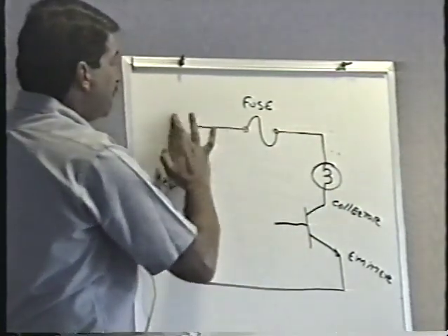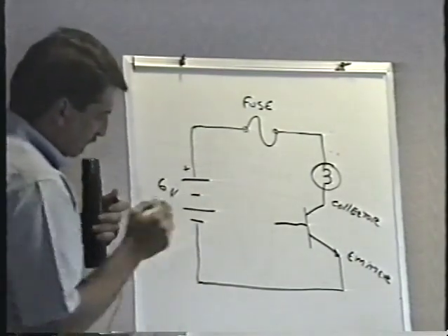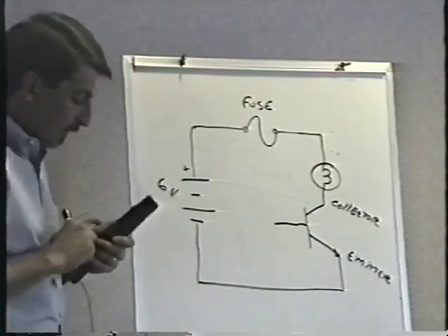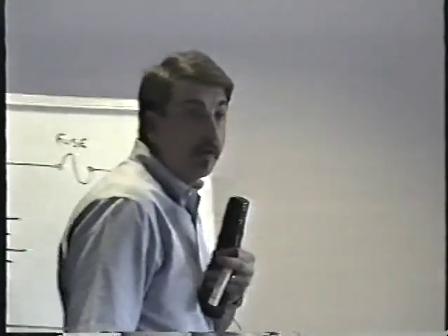At the moment, for the sake of this demonstration, I don't have a 12-volt battery. I've got a 6-volt battery here. So there's our 6-volt battery. Now, we know that we need a certain amount of voltage on the base of the transistor to turn it on. Remember how much it was? 0.7, right.